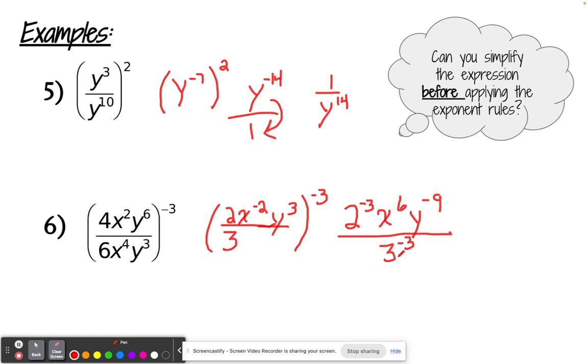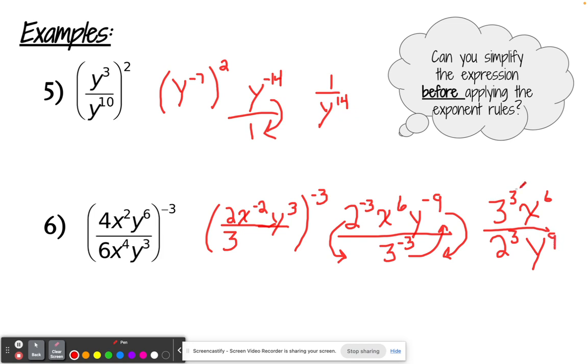Okay, now I have to move things around. My 3 to the negative 3 is going to be going upstairs. My y to the negative 9 is going to be going downstairs. And my 2 to the negative 3rd power is also moving downstairs. That will leave me with 3 to the 3rd power in the numerator, along with x to the 6th power. In the denominator, I will have my 2 to the 3rd power and my y to the 9th power.